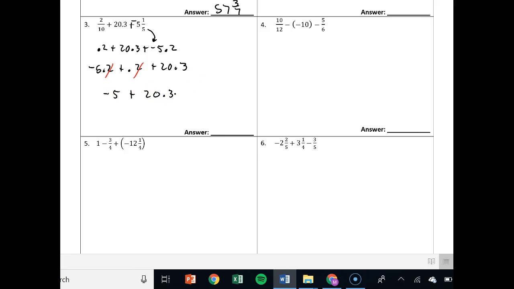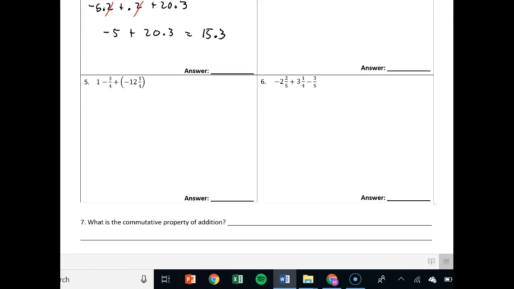This is a DSSM problem. Again, you can use your calculator to double check here. But you get positive 15.3. Okay. On number 4, remember keep change plus positive plus negative. And you'll probably want to find common denominators before doing that problem.